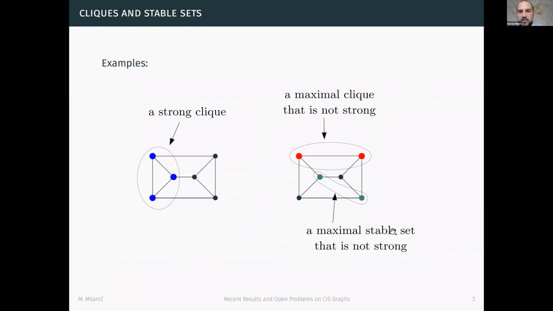For example, here we have a graph with 6 vertices in which this clique of blue vertices is a strong clique. Why? Because it intersects every maximal stable set. As soon as you include a vertex not in the blue clique into a stable set, you have to make it maximal, and so you have to add one more blue vertex. On the other hand, here we have in the same graph a two-vertex red clique, which is maximal, but it is not strong because there is a maximal stable set in the graph which is disjoint from the clique. And for the same reason, this maximal stable set is not strong because there is a maximal clique disjoint from it.